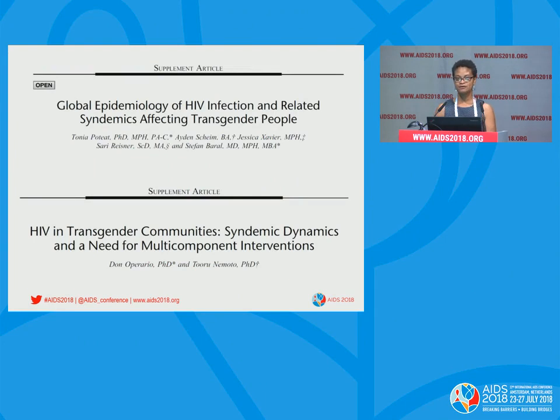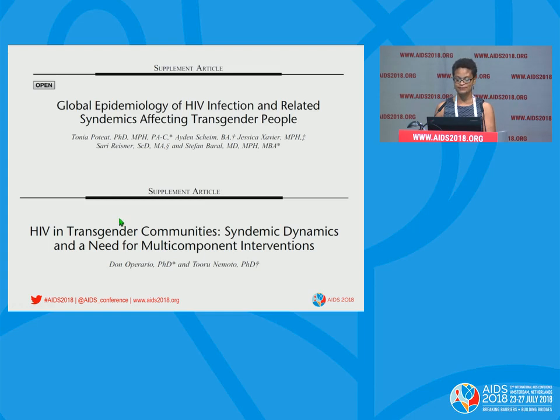We've also seen a growing literature on syndemic conditions among transgender populations. So our team did a global epidemiologic review of HIV infection among transgender populations, and we wanted to look at how much work had been done among syndemic drivers of HIV in transgender populations. And we found actually very little. We found only 8 studies that really looked at syndemics, and most of those looked at syndemics on the individual level, not at the structural or social level.